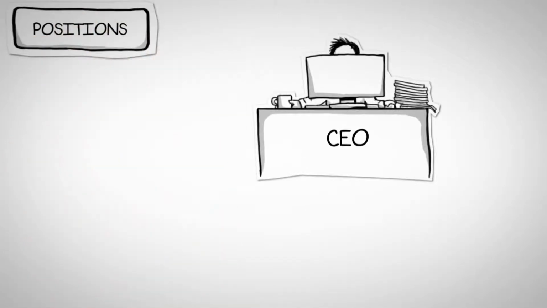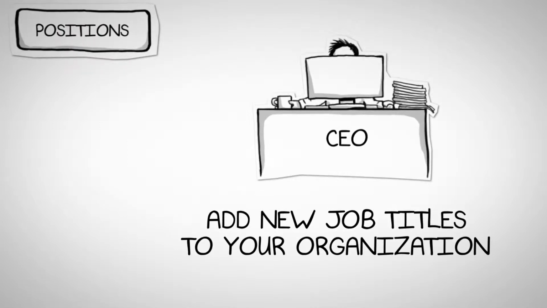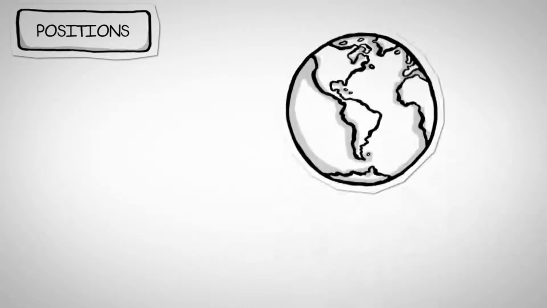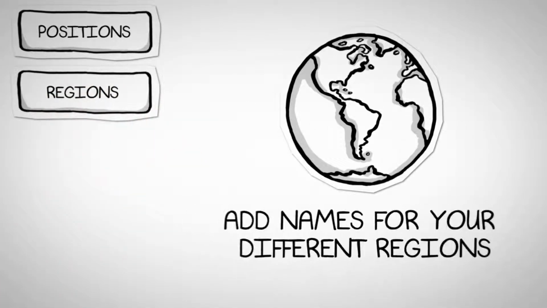Now let's navigate through the rest of settings, starting with Positions on the left sidebar. If you haven't already, this is where you can add new positions or job titles to your organization. You will be able to assign these positions to your employees later when we navigate to the Employees page. If you enabled regional groupings, you will see a page called Regions on your sidebar. Here you can add your different regions.